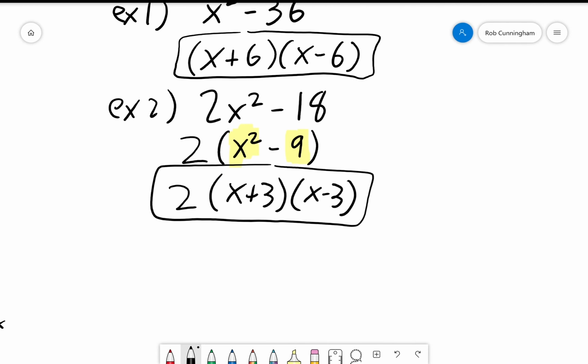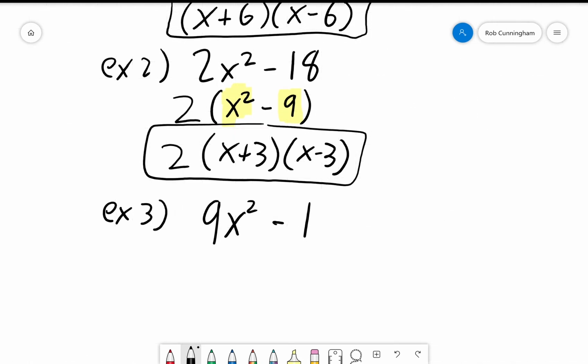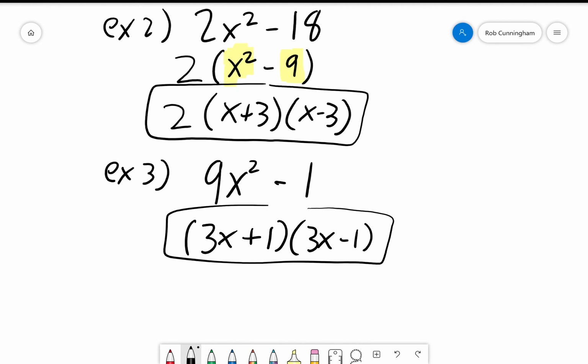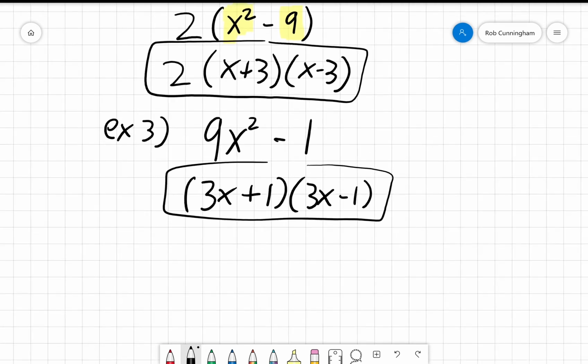Let's do another one. 9x squared minus 1. Well, again, we have two perfect squares, right? 9x squared is the square of 3x, and 1 is the square of 1. 1 is very convenient that way. So I can break this up into 3x plus 1 times 3x minus 1. As you can see, once you start figuring out this pattern, the problems almost solve themselves.